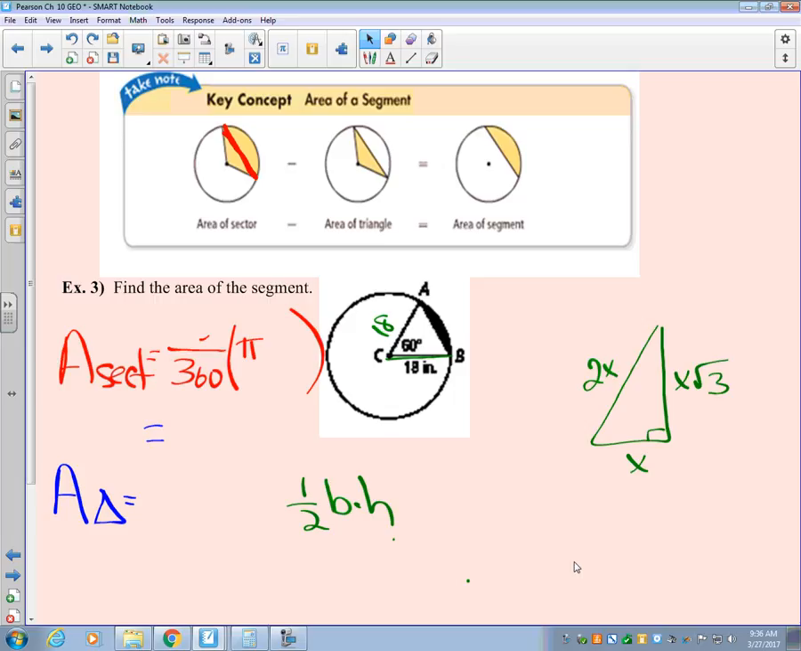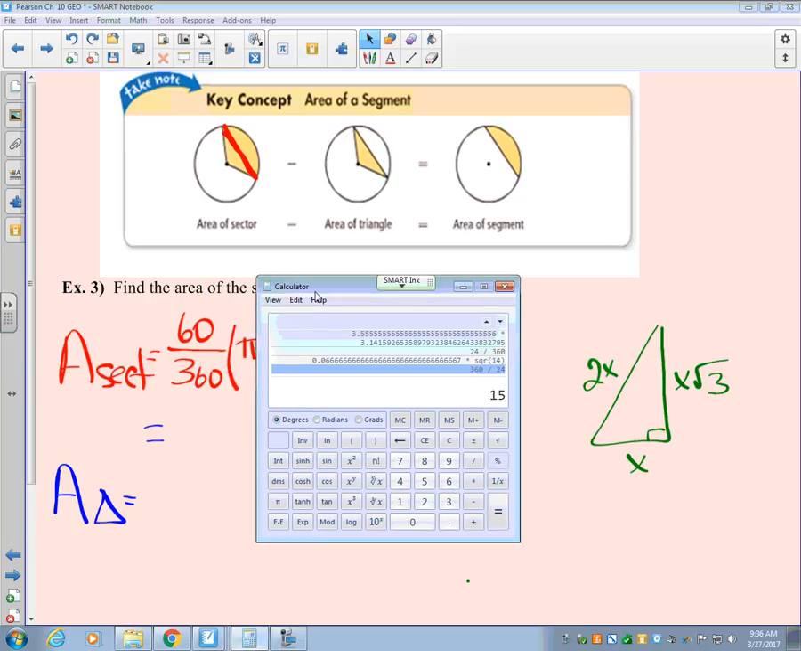So we're going to take a little peek at this circle right here. Its radius is 18. So the radius from C to A is still 18. Radius stays the same all the way around the circle. I just put it on there so we can see how that translates. Our central angle is 60. So if I'm finding the area of the sector, I'm going 60 divided by 360 times pi r squared.